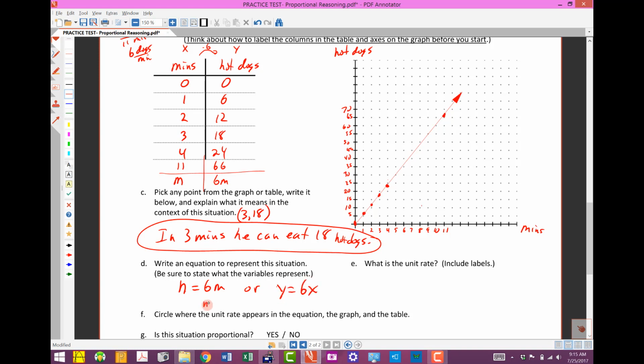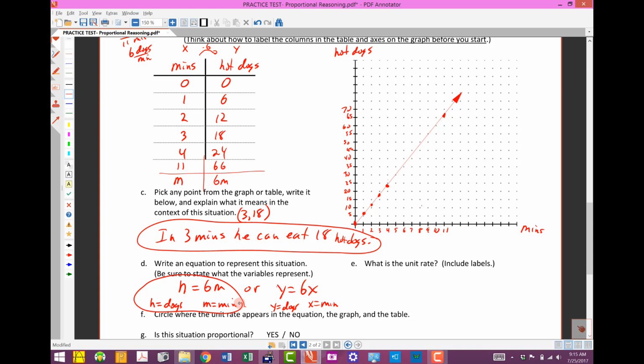And in this case, m equals minutes, h equals, I'm just going to write dogs here, okay? And on this one, x equals minutes, y equals dogs. So either one of those would be okay. I really think this is probably the best way to write it though, because again, it's nice when the variables remind us what we're looking for.